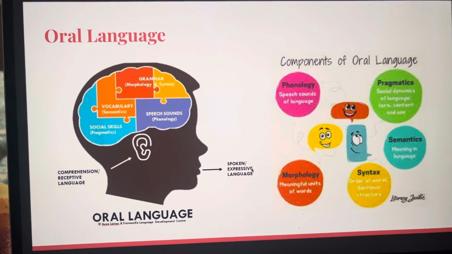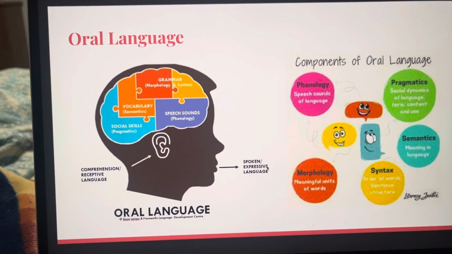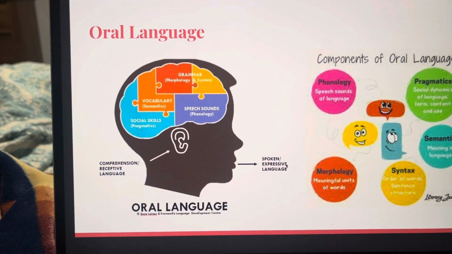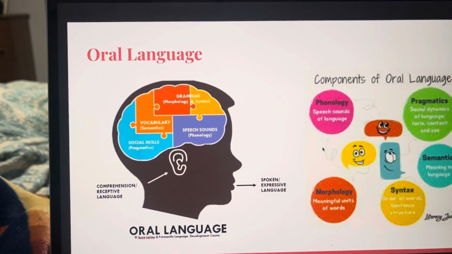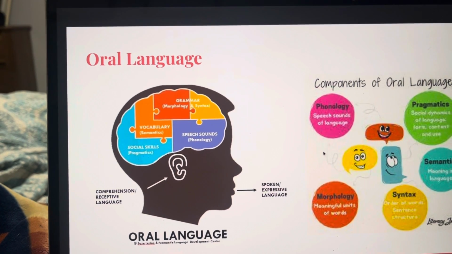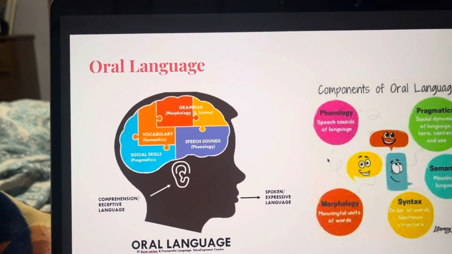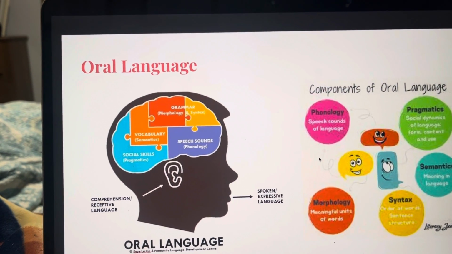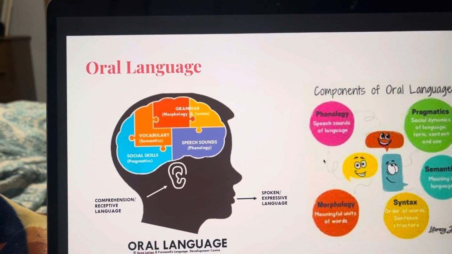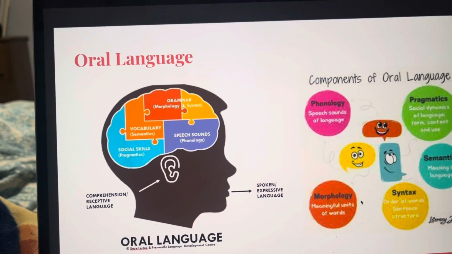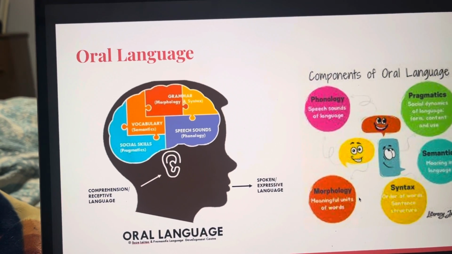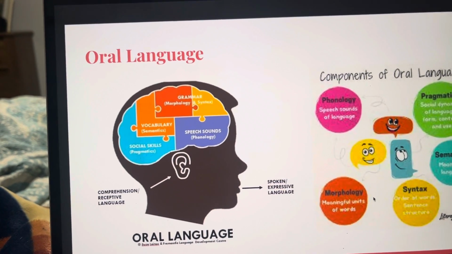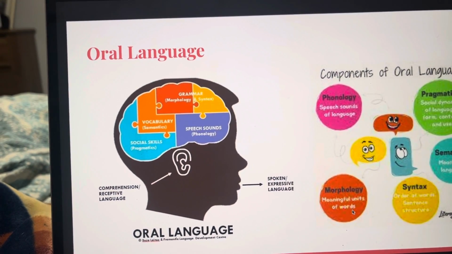Oral language. There are components of oral language. Phonology: speech sounds of languages. Pragmatics: social dynamics of language, form, content, and use. Semantics is the meaning of language. Syntax is the order of words, sentence, or structure. And morphology is the meaningful units of words.